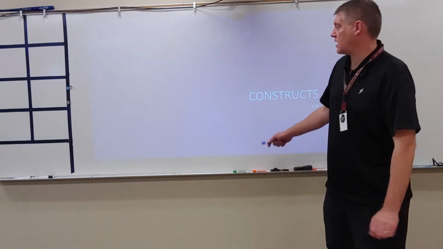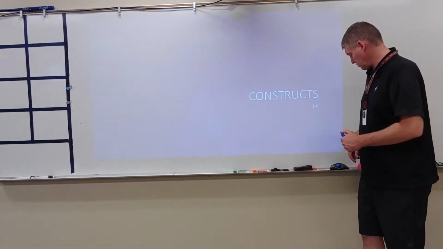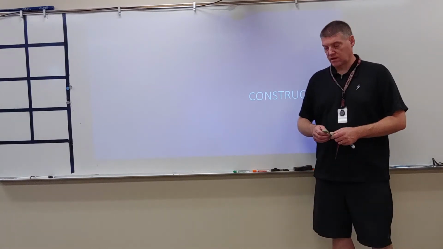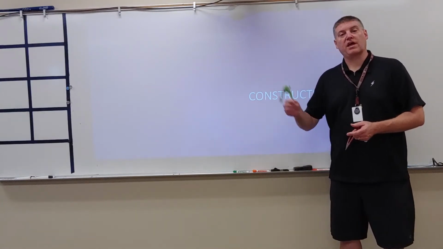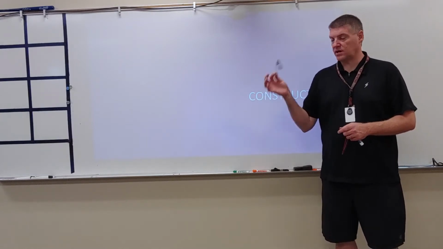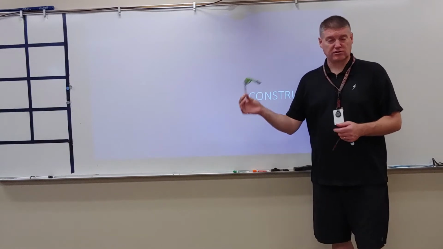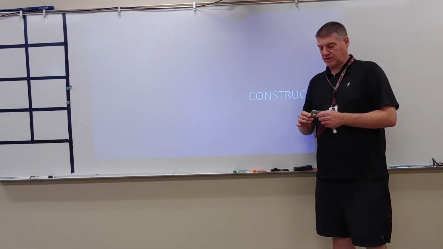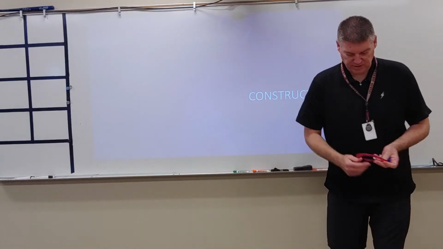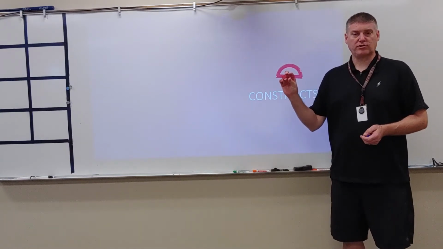Right, so today we're going to talk about constructs. When we're talking about constructs, there are a few things you want to have on hand. The first thing is a compass. So this is a compass here. It's used to create circles or arcs, and we have some art that we're going to do with these, but there's the compass. And then a protractor.